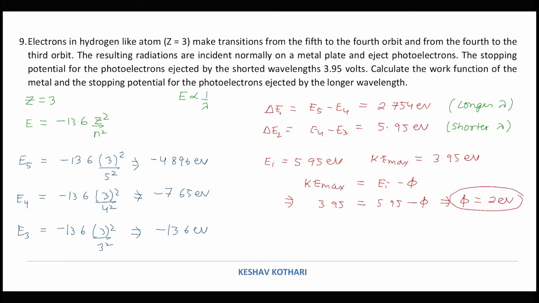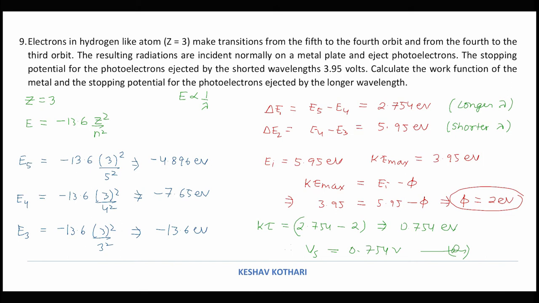Now in the next part, the question is asking us to calculate the stopping potential for the photoelectrons ejected by the longer wavelength. So for the longer wavelength, I can calculate the value of kinetic energy as incident energy, that is 2.754, minus the value of work function, that is 2 electron volt, and we obtain the maximum kinetic energy equal to 0.754 electron volt, and hence the stopping potential will be equal to 0.754 volt. So these two are going to be the answers for this particular problem.